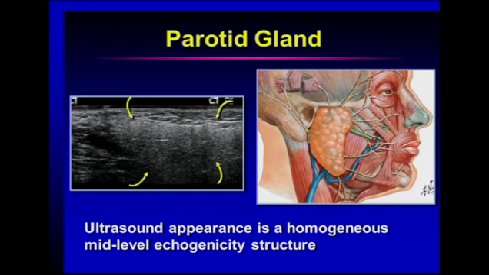The sonographic appearance, though: sometimes the sonographers have difficulty determining the location of this gland because it's very homogeneous in echogenicity, a mid-level echo texture, and the margins are not clearly seen. But if one knows where it is anatomically, one can therefore see the suspected margins of the parotid gland in this location.